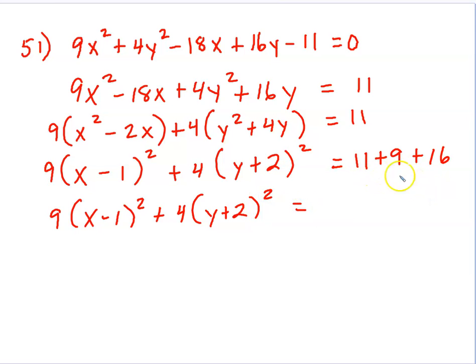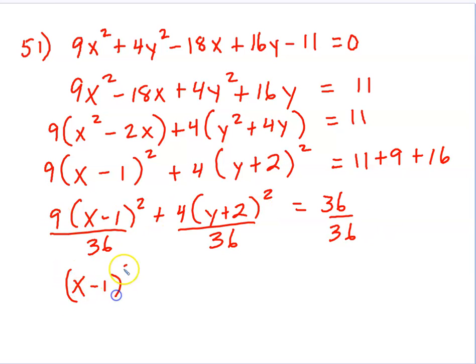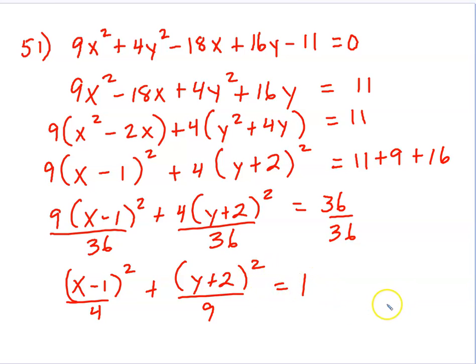And when I add these up, I get 36. And now I'm going to divide by 36 to get this into standard form. So this becomes (x minus 1) quantity squared over 4, plus (y plus 2) squared over 9 equals 1. So the center, again, is going to be (1, negative 2). And the problem really works out a lot like our previous problems.